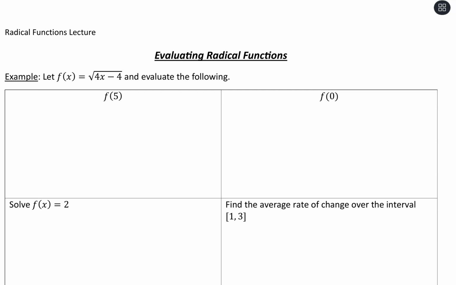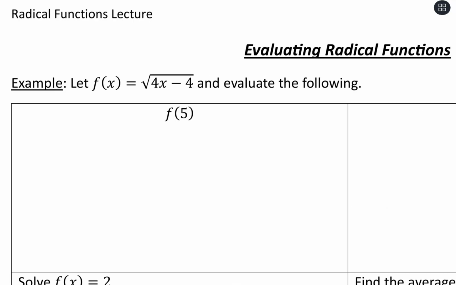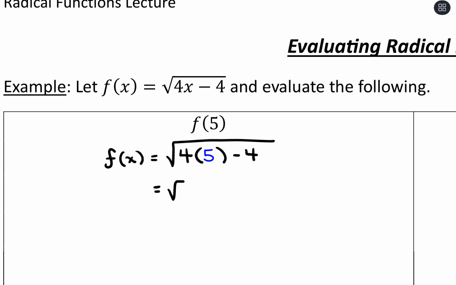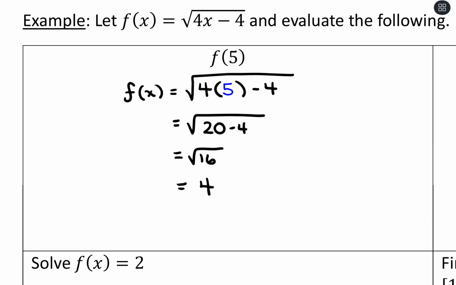So here we're going to review some properties of simplifying radical expressions, but just in the context of functions now. If we have this function, which is the square root of 4x minus 4, and we want to find f of 5, then how we would approach this is just like we did with previous functions. We're taking a square root, and I have 4 times my input minus 4. In this case, the input is going to be that value of 5. And then we're going to simplify. So square root of 20 minus 4, which is the square root of 16, which is a positive 4.